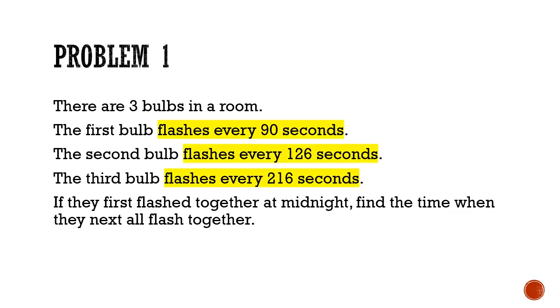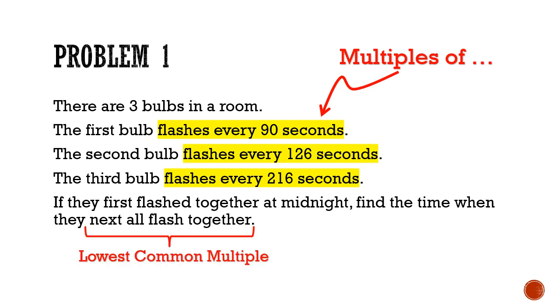So, when we're tackling word problems, it's very important to first recognize the monster that we're fighting. So I've highlighted the key points: flashes every 90 seconds, every 126 seconds, and every 216 seconds. This tells us that the bulb is flashing in multiples of 90 seconds, in multiples of 126 seconds, and multiples of 216 seconds. Then, this phrase, when they next all flash together, that must imply the lowest common multiple.